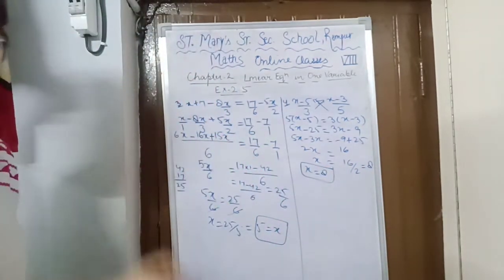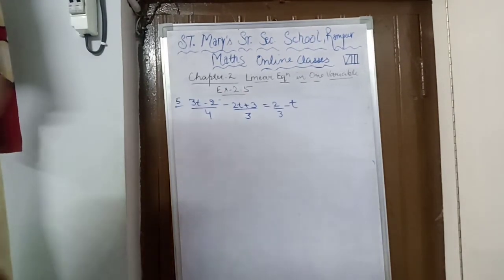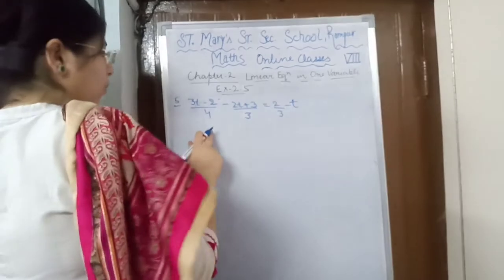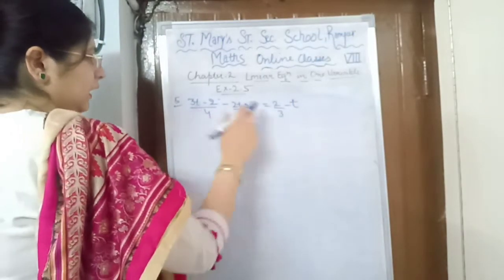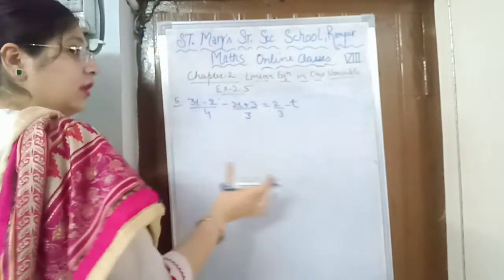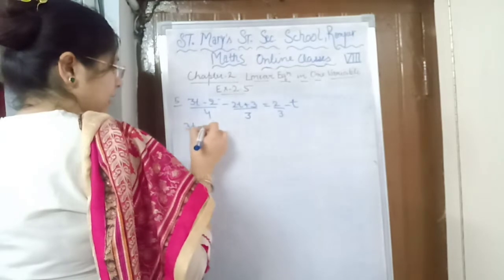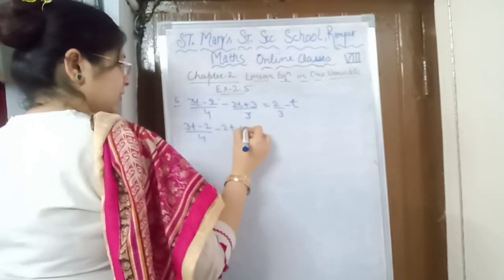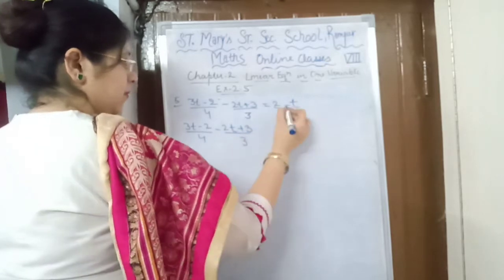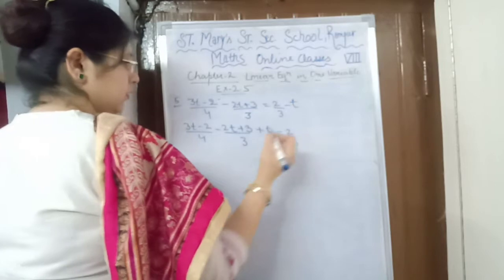Clear? Very easy na? Now next part is, now see here, the fifth part is 3t minus 2 upon 4 minus 2t plus 3 upon 3 is equal to 2 upon 3 minus t. T is present on both the sides, so bring all the t on one side. So 3t minus 2 upon 4 minus 2t plus 3 upon 3 minus t will become plus t upon 1 is equal to 2 upon 3.